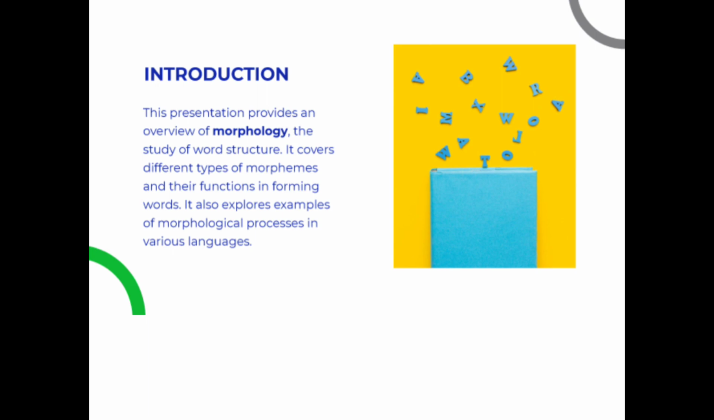Introduction. This presentation provides an overview of morphology. Now, what is morphology? Here we have a short definition: the study of word structure. Morphology means the study of word structure, and it covers different types of morphemes and their functions in forming words. Now, what are the types of morphemes? We have two types: free morphemes and bound morphemes. We will go through those types in the next slides. It also explores examples of morphological processes in various languages, and we will also go through morphological processes. What are morphological processes?